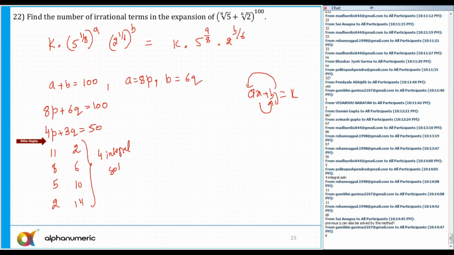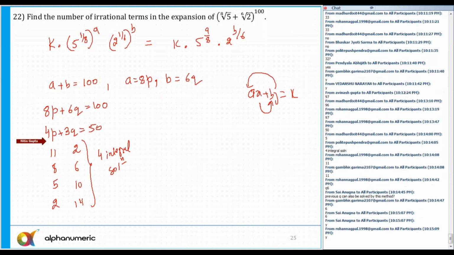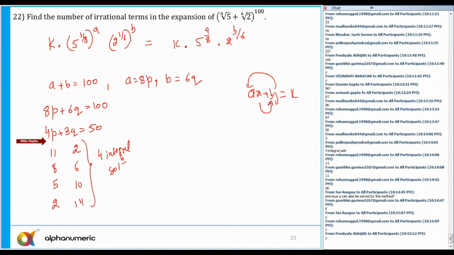Yes, the previous question can also be solved by this approach. We have used this approach in the multinomial theorem, isn't it? Fine. So there are 4 integral solutions.